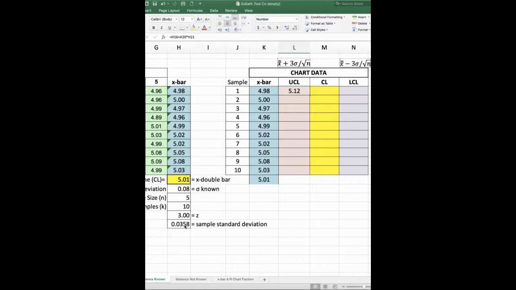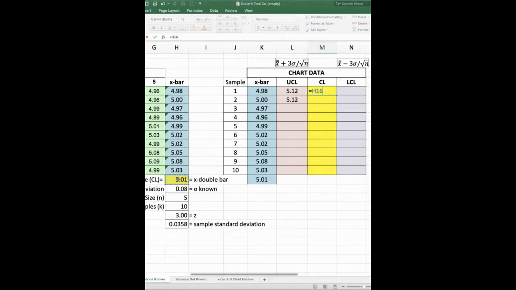And that's 5.12. And then what I'm going to do is in this cell, I'm going to say what goes in this cell is exactly what's in the cell above it. And our center line, we've already computed that. We know that that's this value of 5.01.